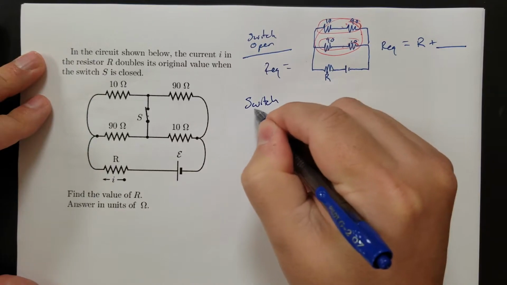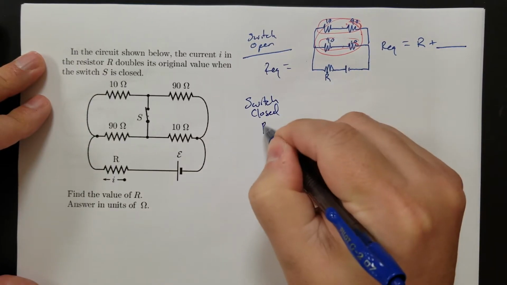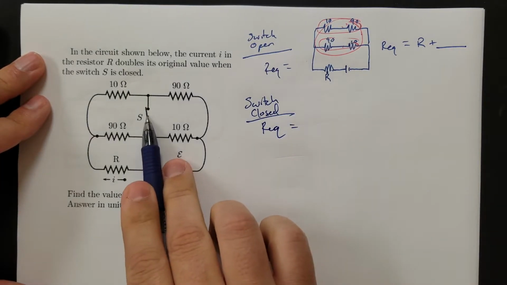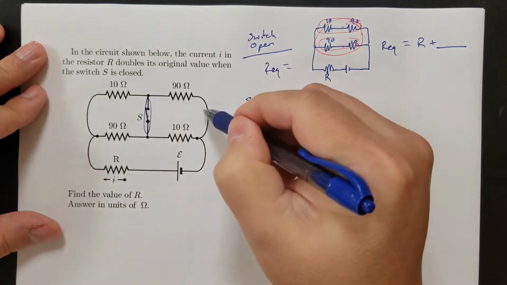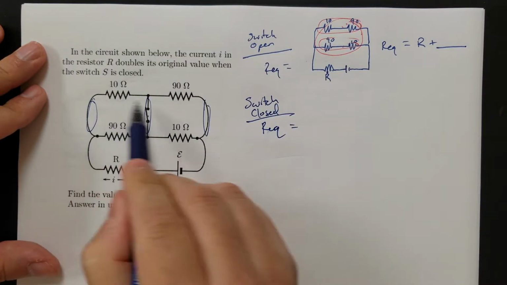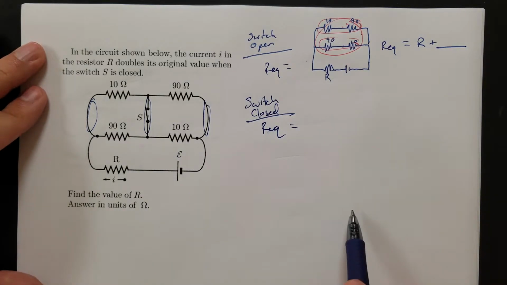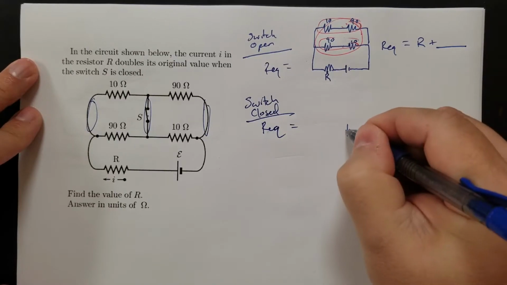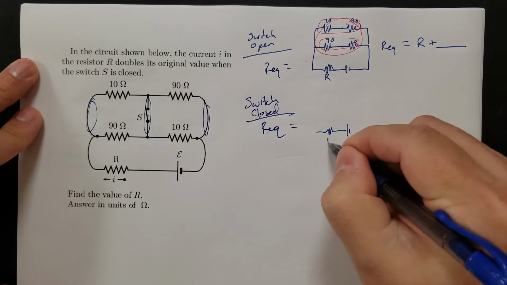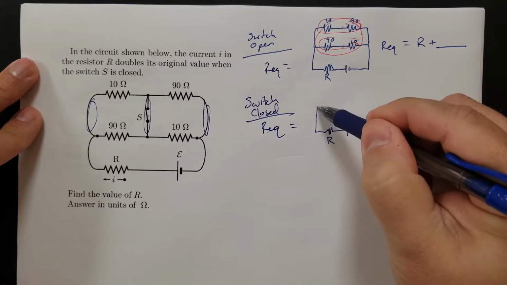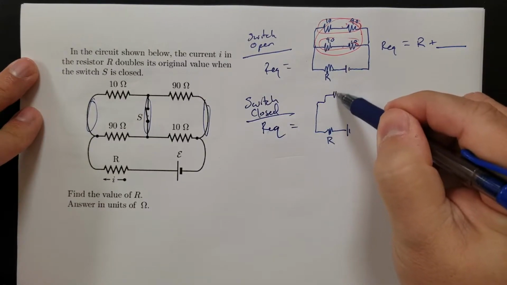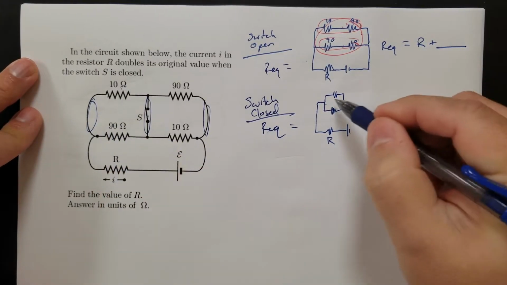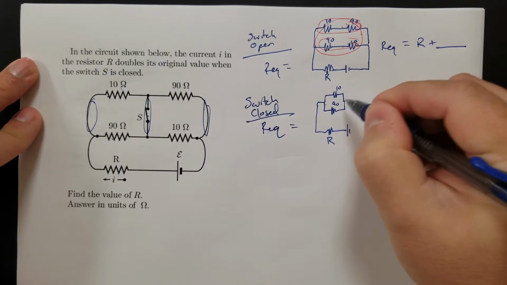Now let's do the same thing for the switch closed. So when the switch is closed, the equivalent resistance is going to look like this. So now when I close the switch, this is all connected, right? That's connected, that's connected. So it's basically two little sets of parallel resistors that are in series with each other. So let me draw it so I can show you. So there's my battery, here's my resistor R, and then it comes up and basically splits like this. So see how these two are parallel with each other? So that's these two. So that's a 10 and a 90.